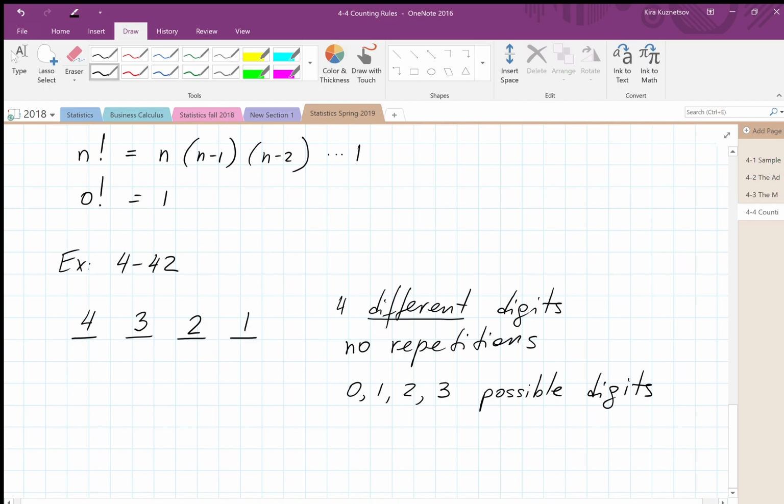Now, if I've already chosen 3 digits, that leaves me with whatever's left. This is why multiplying by 1 doesn't actually change the number of outcomes. The fundamental principle of counting says that you do multiply through, but at the end of the day, this is just 4 factorial, which is 24.